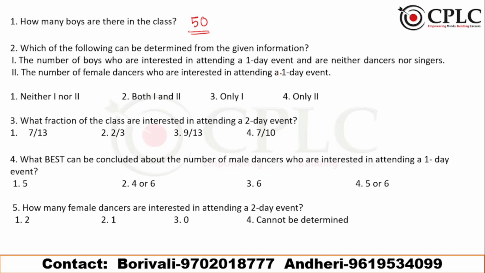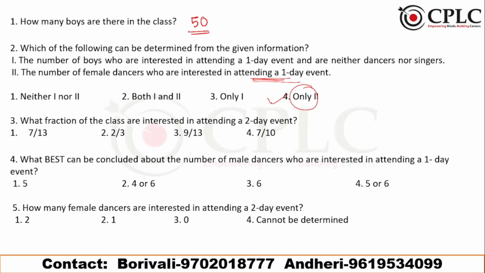Question number 2, which of the following can be determined from the given information? The number of boys who are interested in 1-day event and are neither dancers or singers, and the number of female dancers who are interested in attending one event. So which of the informations can be found out? If you see the data exactly from all the calculations at the end, you can only and only find out about the number of female dancers who are interested in attending 1-day event, and that means answer option 4 is our answer.